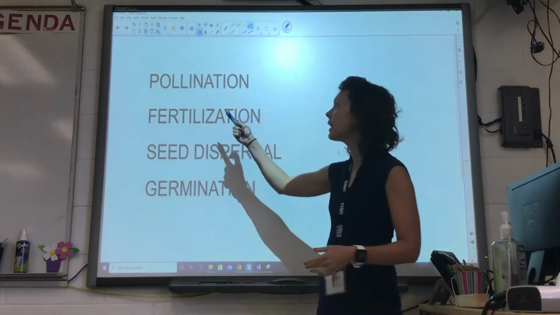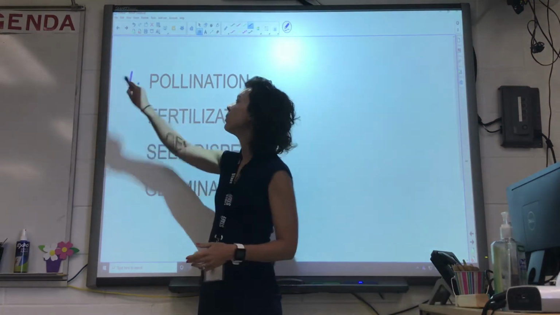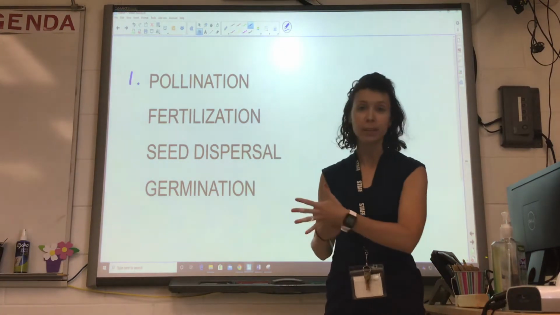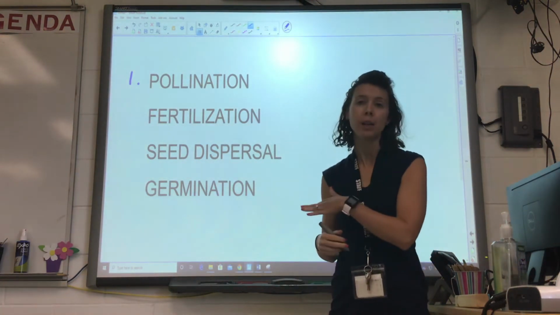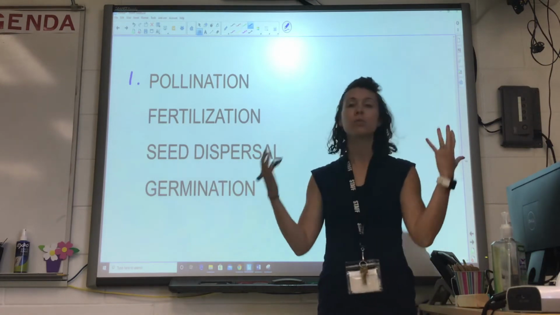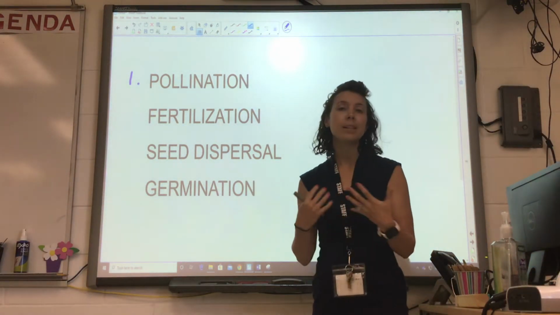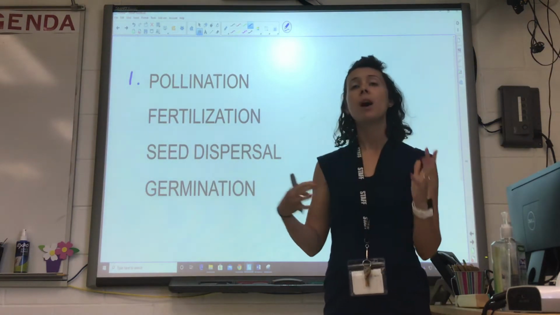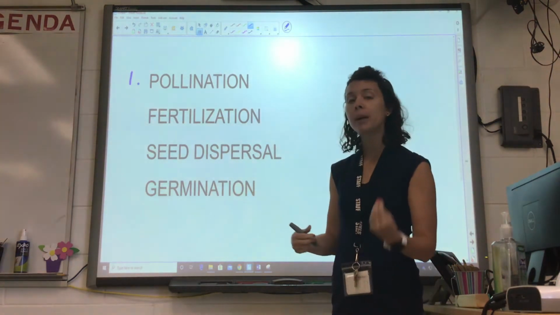So the very first thing is pollination. This is number one. What is pollination? Well, it's when we have pollen traveling. This is the movement of pollen. So when you're outside and it's allergy season, that's because pollen is really, really high. Usually this is in the springtime when we get lots of new flowers, right? So there's lots of pollen traveling. So this is the movement of pollen.